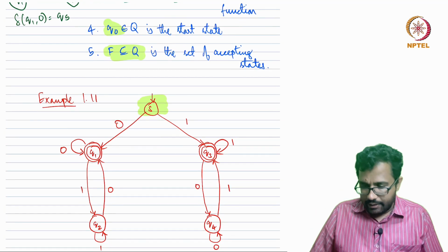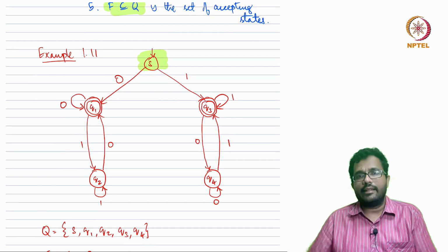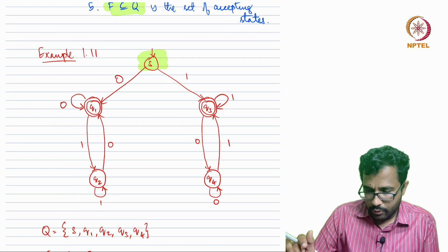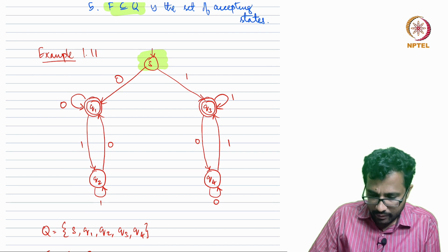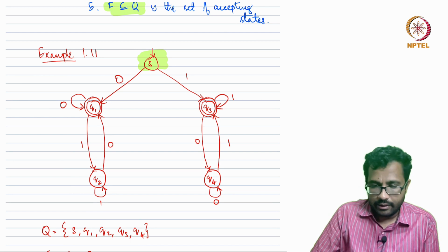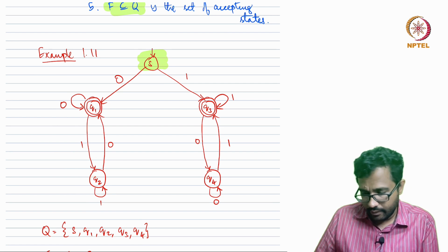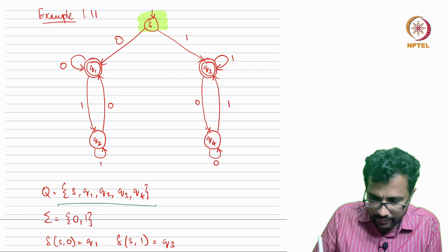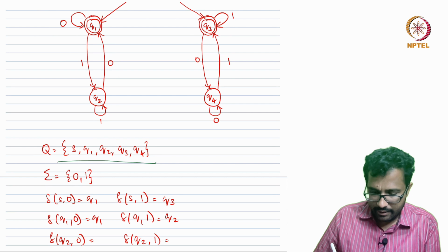So maybe let's try to fit a picture to a definition. This is yet another DFA. So how many states does it have? It has 5 states: S, q1, q2, q3 and q4. That is depicted here. And the alphabet, if you see, the arrows are labeled with 0 and 1. So the alphabet is binary. So sigma is 0 and 1.